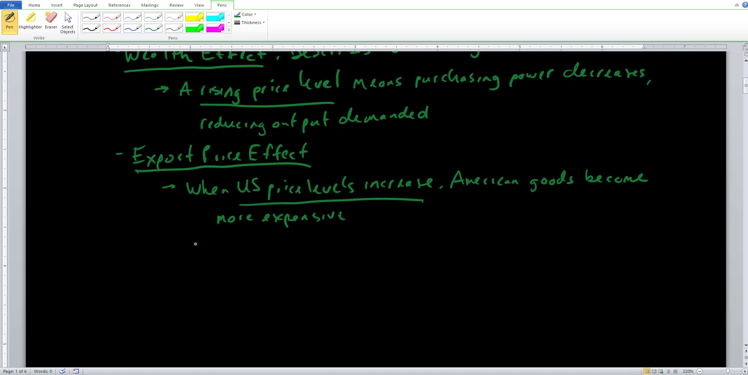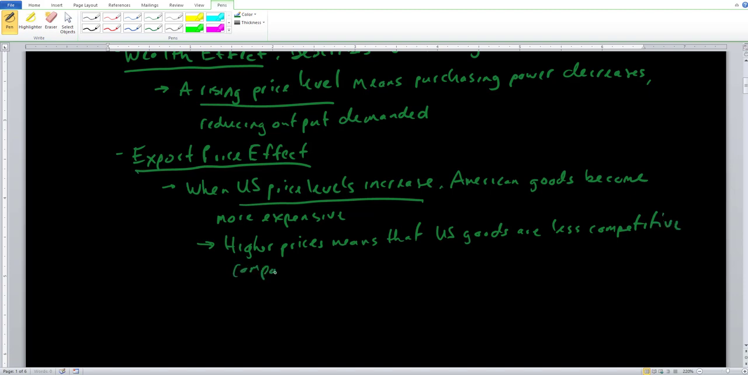So in this instance, when we have higher prices, that's not going to be good for our exports. Higher prices mean that US goods are less competitive compared to foreign goods. So here, prices have increased, and US goods are less competitive compared to foreign goods.